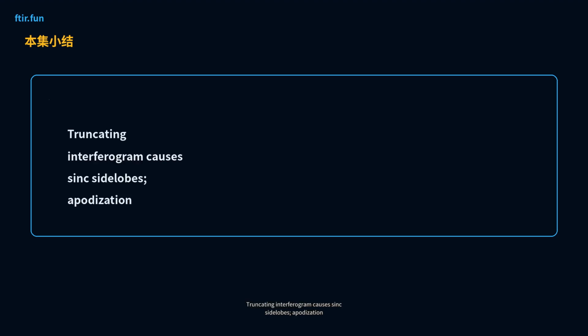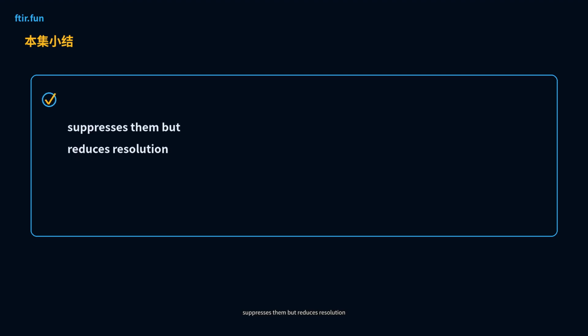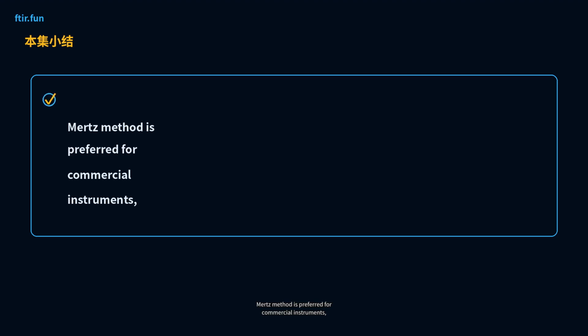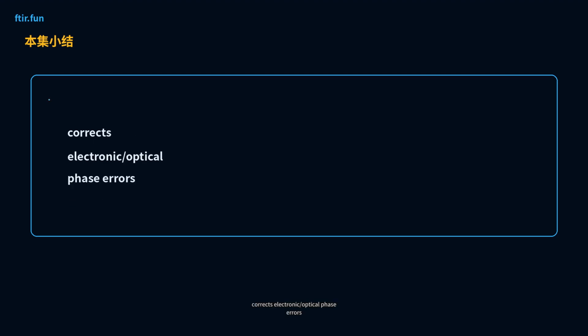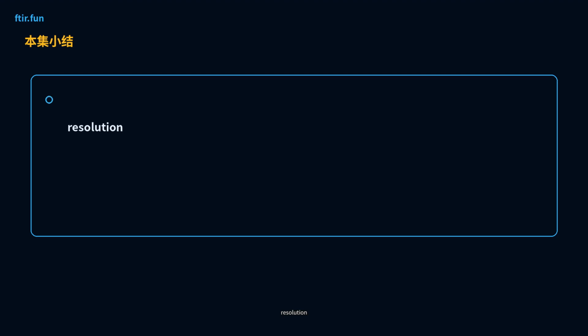Apodization function. Truncating the interferogram causes side lobes. Apodization suppresses them but reduces resolution. Phase correction. Mertz method is preferred for commercial instruments. Corrects electronic and optical phase errors. Zero filling. Increases data point density, but does not increase optical resolution.